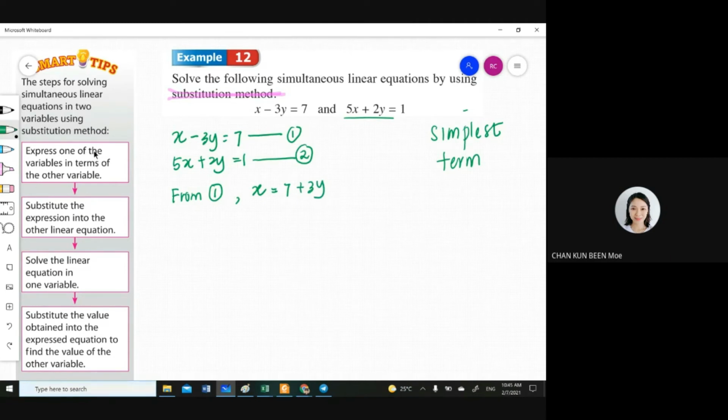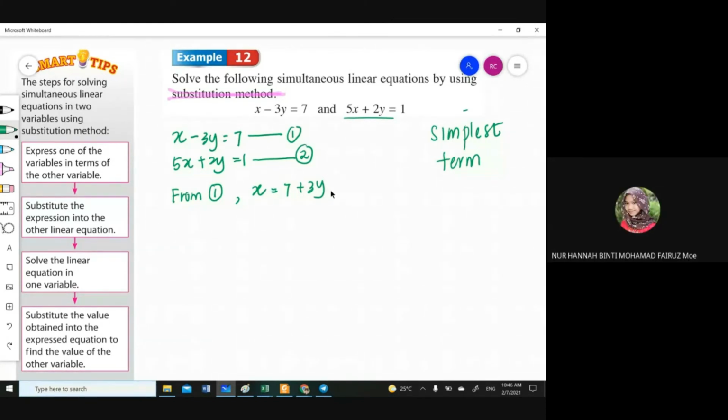Express one of the variables in terms of the other variable. So we have two variables over here. We express one of the variables in terms of another variable like this. This is the first step. We express x in terms of y. That is the meaning over here. So far, do you have any question?